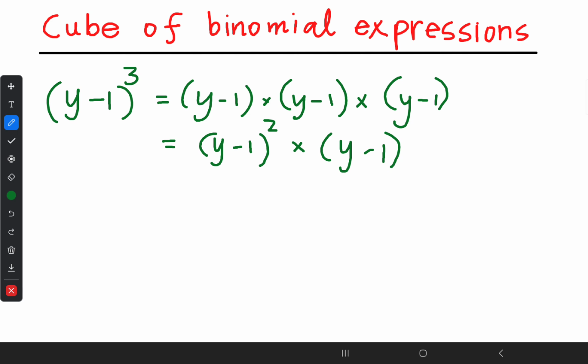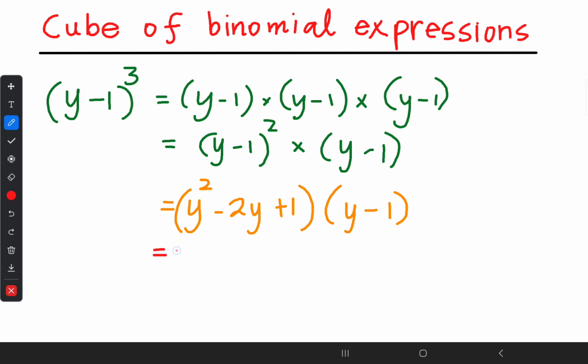Thereafter, we know y minus 1 whole square we can write as y square minus 2y plus 1. We know that binomial expression. So y minus 1 whole square was expressed as y square minus 2y plus 1. Likewise, we have another y minus 1 expression as well. Here what we need to do? Everything should be multiplied with this y minus 1.